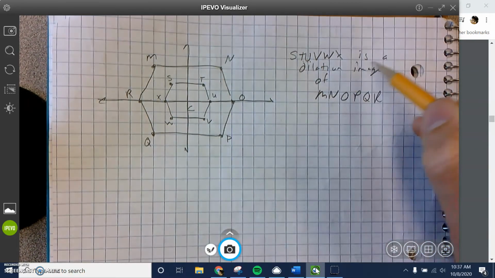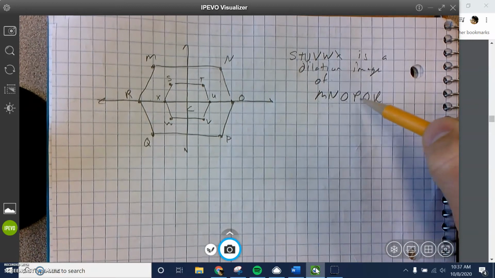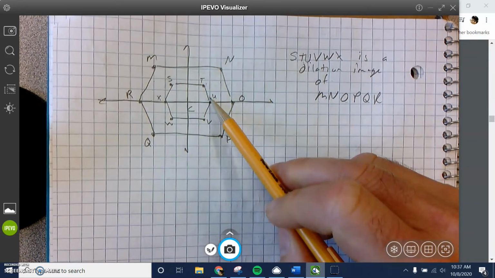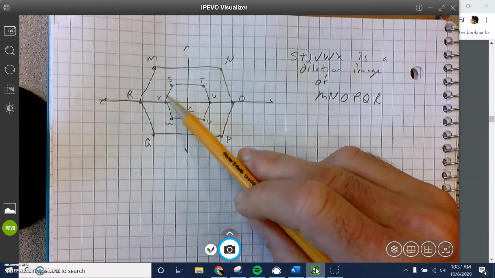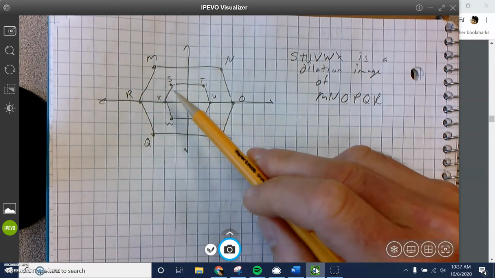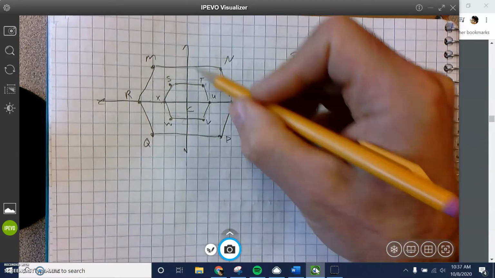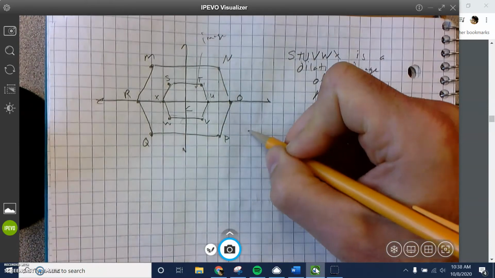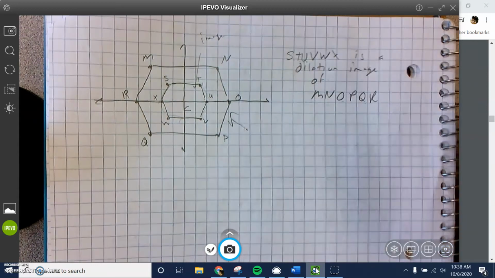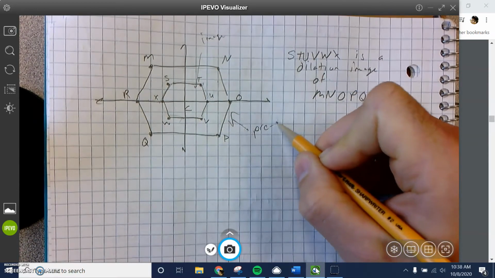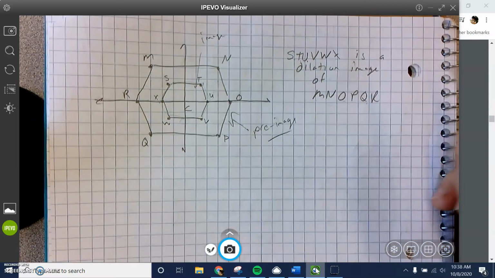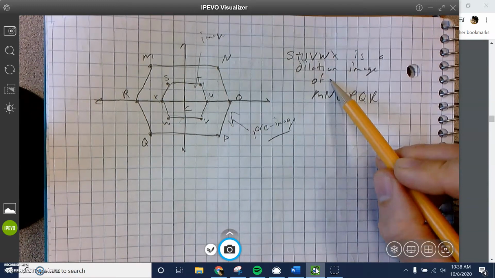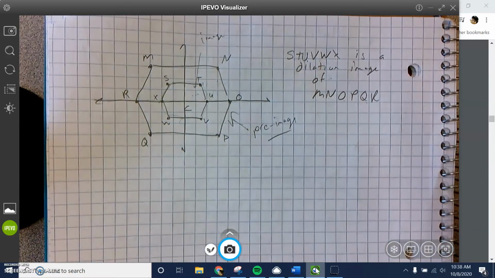STUVWX is the dilation image of MNOPQR. All right. So STUVWX, this 1, 2, 3, 4, 5, 6. This hexagon here is the image. So this inside is the image. And that would mean that the bigger one, the outside, is the pre-image, based upon what it just told me. It says STUVWX, so STUVWX is the image. So that means this is the image, and the other one has to be the pre-image.